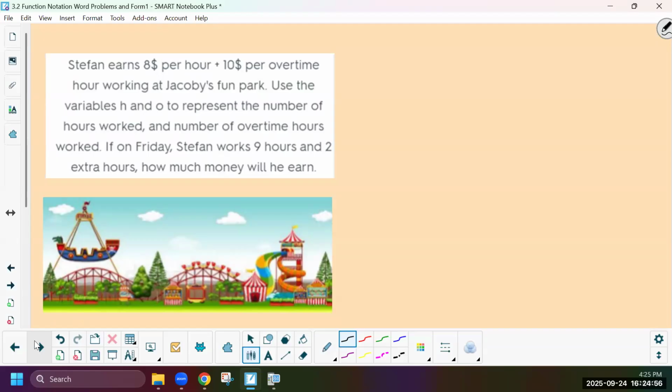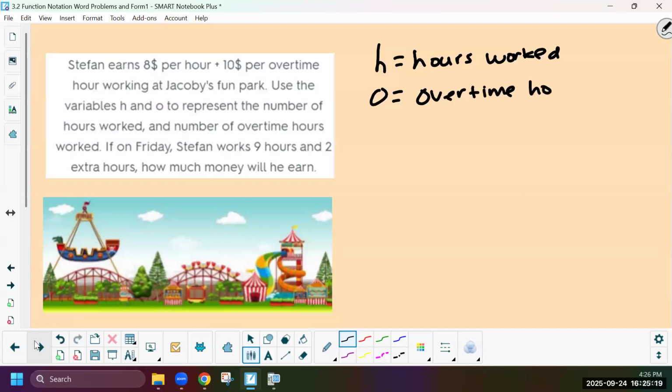So this again is another unique one. So this one I'll work through with you. We have 2 variables this time. So it says that H stands for the number of hours worked. And that is his standard hours that he worked, his regular time. They say O is going to be overtime hours, or overtime hours worked.